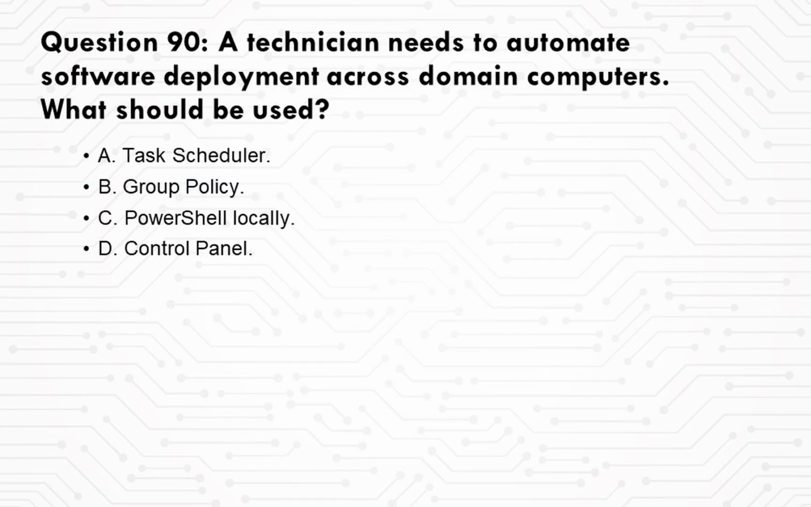Question 90. A technician needs to automate software deployment across domain computers. What should be used? A. Task scheduler. B. Group policy. C. PowerShell locally. D. Control panel. Answer: B. Group policy enables centralized deployment.